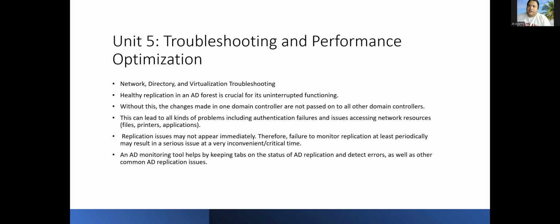Healthy replication in AD forests is crucial for its underpinning function, uninterrupted function. Without this, the changes made in one domain controller are not passed through to all other domains. This can lead to all kinds of problems, including authentication failures and issues accessing network resources, files, printers.